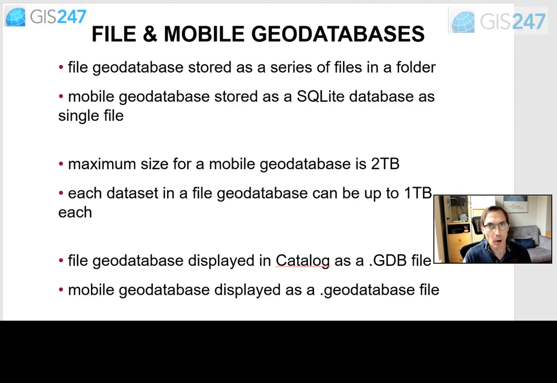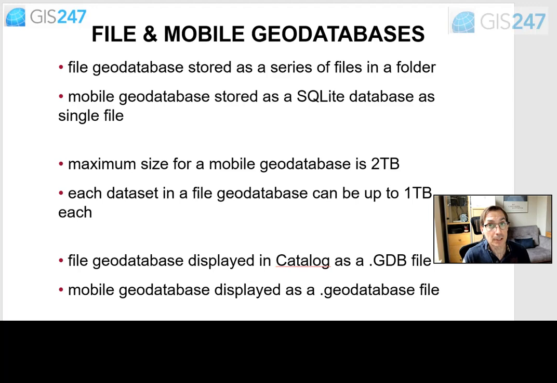A mobile geodatabase is an SQLite database. So it's not a series of files in a folder, it's basically a single file on disk. And that's why it's called mobile geodatabase, because it's portable. Very easy to copy that single file to other users, or maybe even put it into a cloud storage area so different people can access it and copy it off as and when they need to. So that's the main difference in terms of their structure.